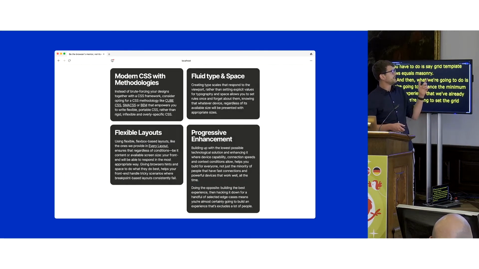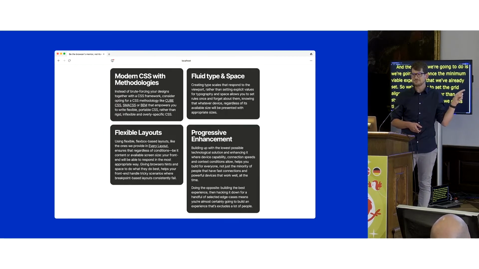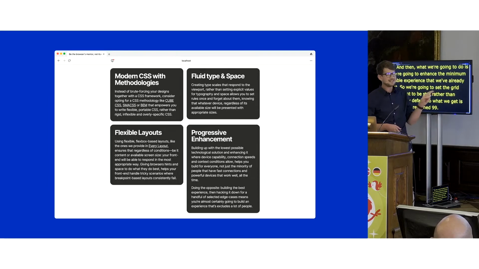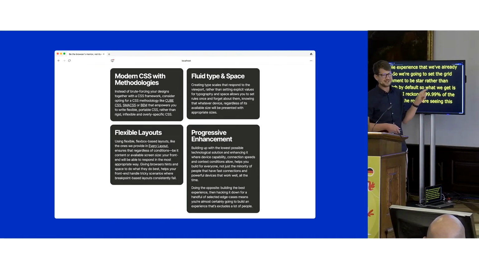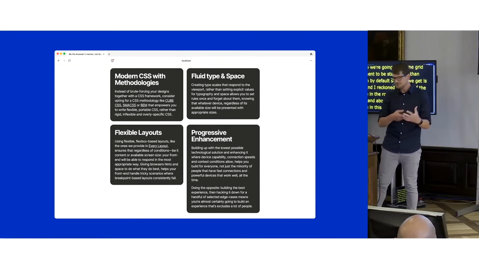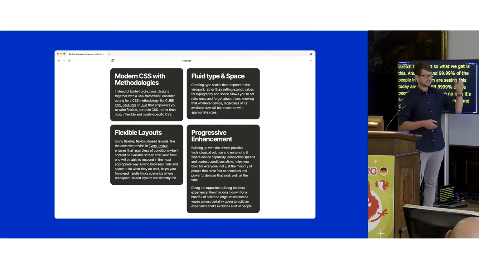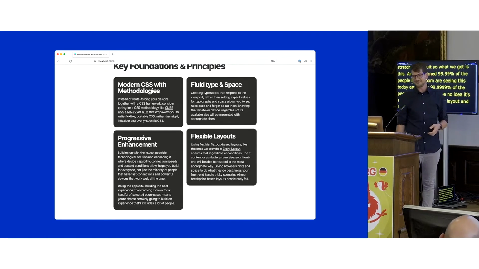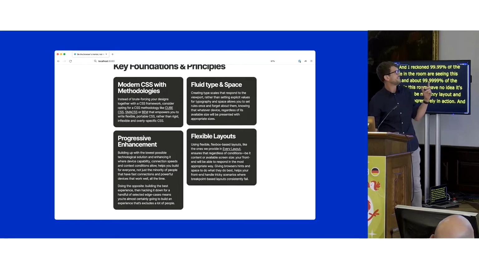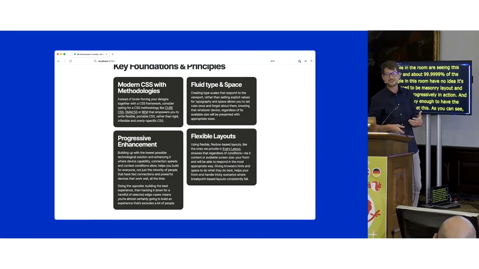So what we get is this. And I reckon 99.999% of the people in this room have seen this today. And I bet 99.999% of the people in this room had no idea it was supposed to be a masonry layout. And that's progressive enhancement in action. You've got a good experience. You have no idea what the best experience is, but it works bloody well. And if you're lucky enough to have that layout, you get this. So as you can see, it's like remapped the cards and blocked them out like masonry layout.